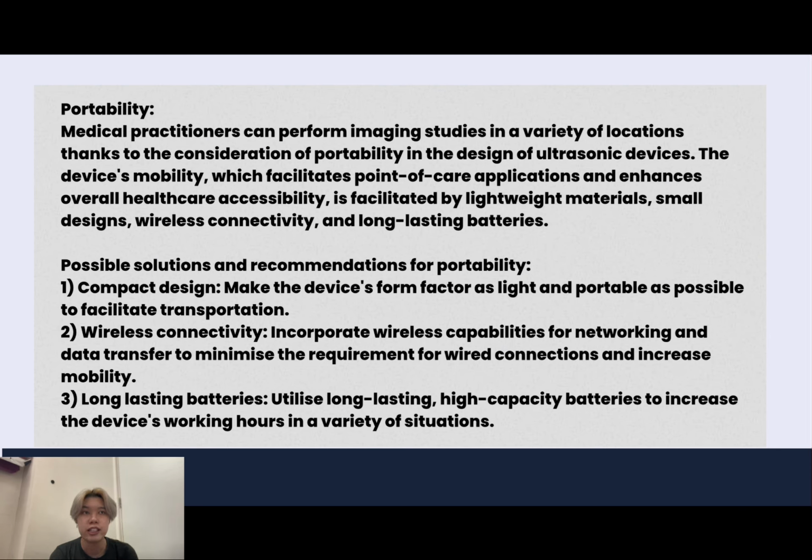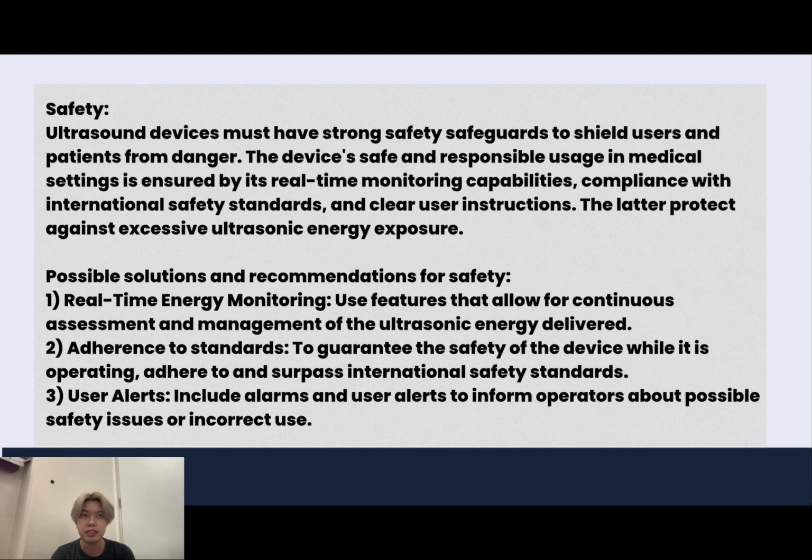Secondly is wireless connectivity, to incorporate wireless capabilities for networking and data transfer to minimize the requirements for wired connections and increase mobility. Thirdly is long-lasting batteries, to utilize long-lasting, high-capacity batteries to increase the device's working hours in a variety of situations. Next, we have safety.